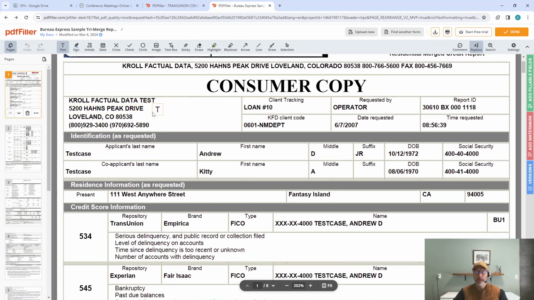It talks about where it comes from, client tracking, the requesting entity, the report number if you were to need to call Factual Data and ask for information to be modified or changed, which is possible, but again, it's done on a special type of credit report, but that would be the number you'd give them. It gives you the date requested and the time requested here. Applicant name, you'll see last name, first name, middle. You'll see a suffix if there is one, the date of birth, and the social security number for both borrowers.